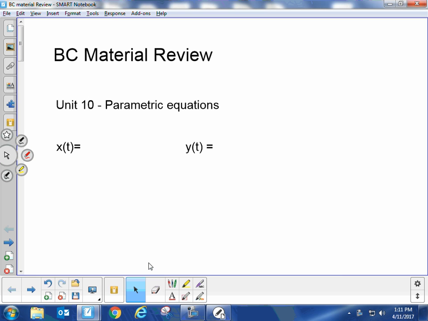All right, we're going to review all of the BC material. Starting with Unit 10, we started with parametric equations. Parametric equations are expressed in terms of x's and y's in terms of time.